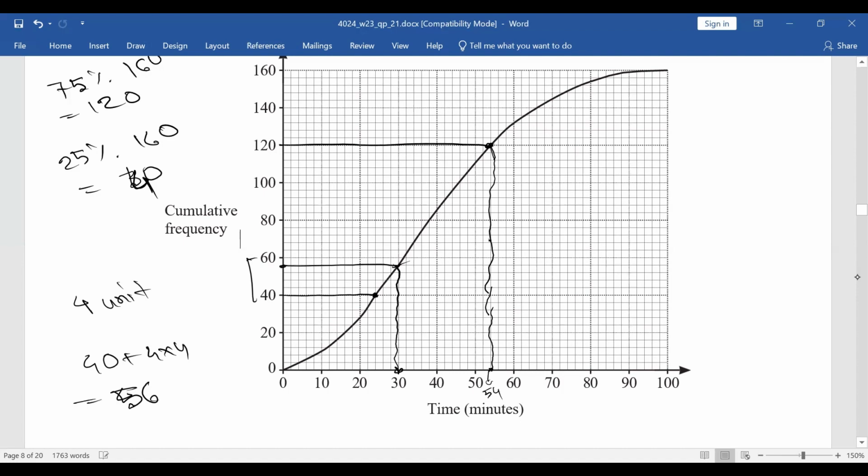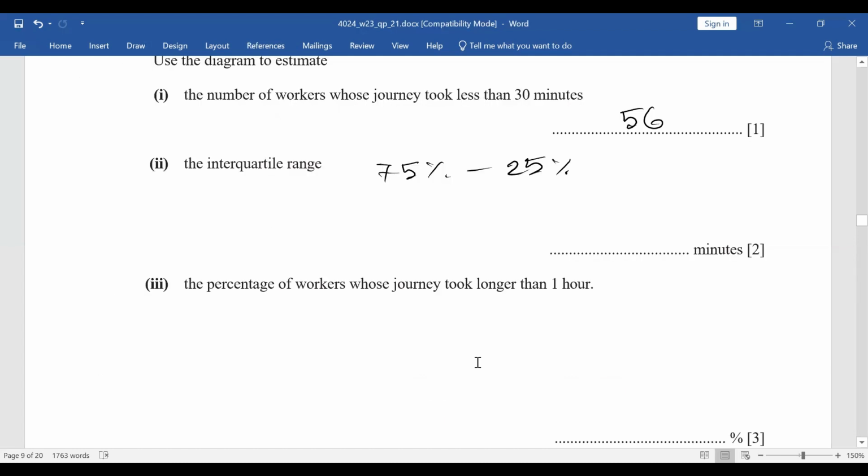Okay, and I have to take another vertical line from this point, and it will be 24. So 54 minus 24. 75% cumulative frequency minus 25% frequency. So the time will be 54 minus 24, that is 30. That means the interquartile range is 30 minutes.